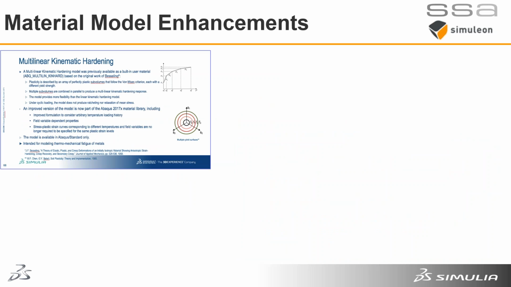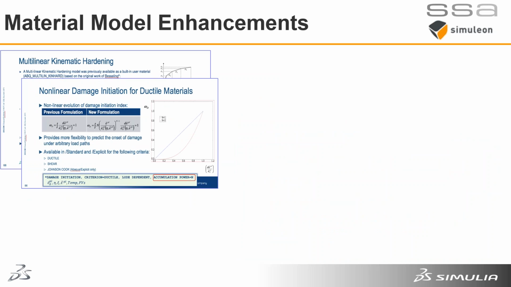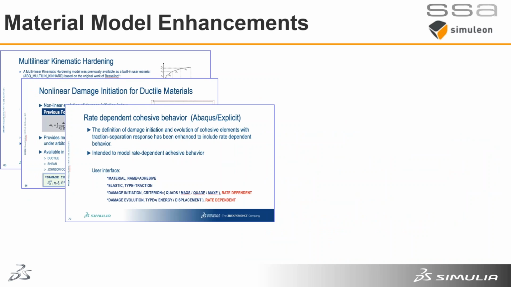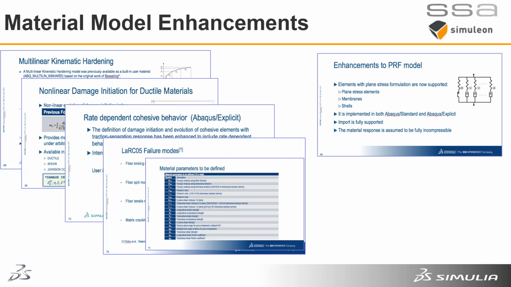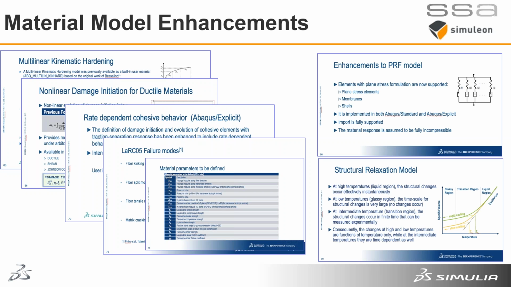They've added a number of functions: multilinear kinematic hardening, nonlinear damage initiation for ductile materials, rate-dependent cohesive behavior in Abaqus Explicit. We've got LARC composite failure model added. We've got enhancements to the PRF model, and if ever there was an underused piece of technology, it would be the parallel rheological framework, which is a really, really important piece of technology if you're modeling plastics and polymers and time dependency. And then again, in that essential same technical ballpark, we've got a structural relaxation model that has been added. So I count 6 additional material models in the 2017 Abaqus release.